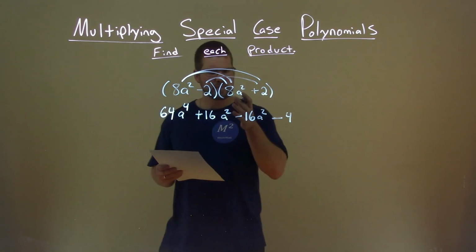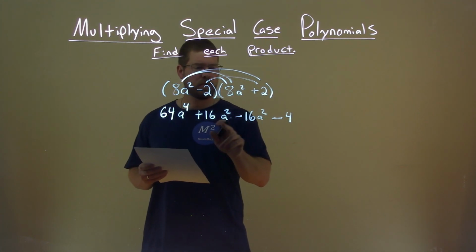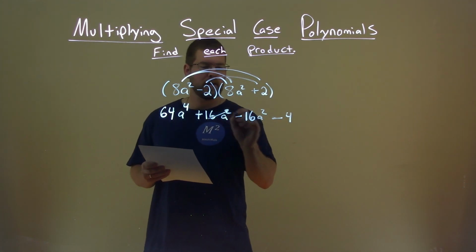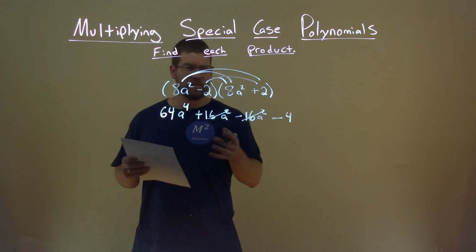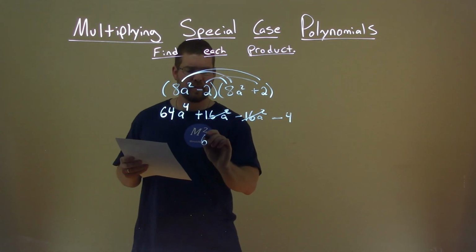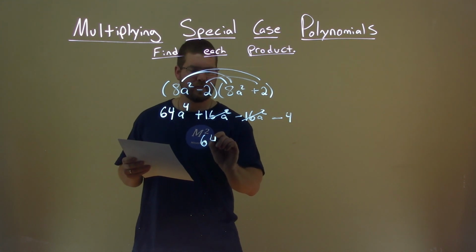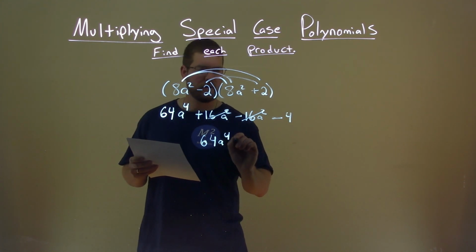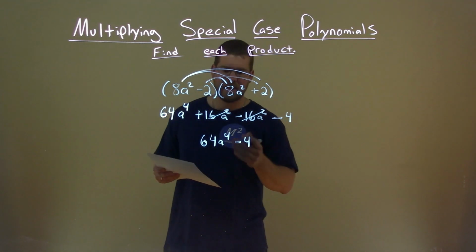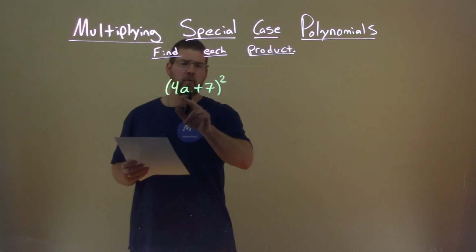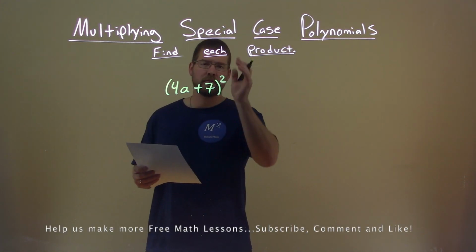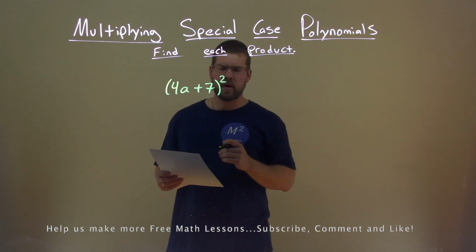Continuing on, notice the middle, 16a squared and minus 16a squared, they cancel. So with that gone, we just bring down everything else, nothing else to combine. 64a to the 4th power minus 4, and that is our final answer. We're given this problem here, 4a plus 7, in parentheses, all squared, and we need to find this product.